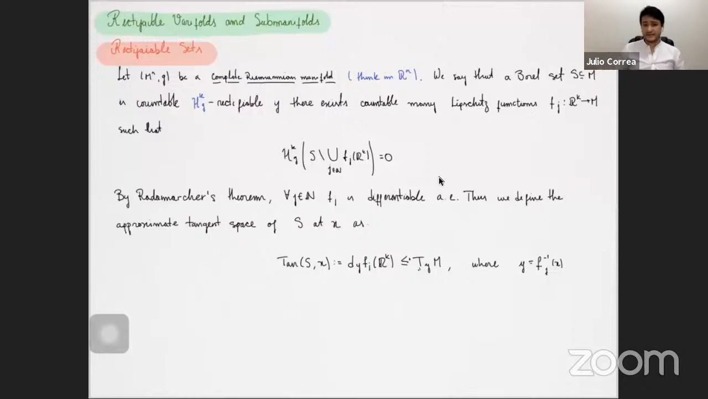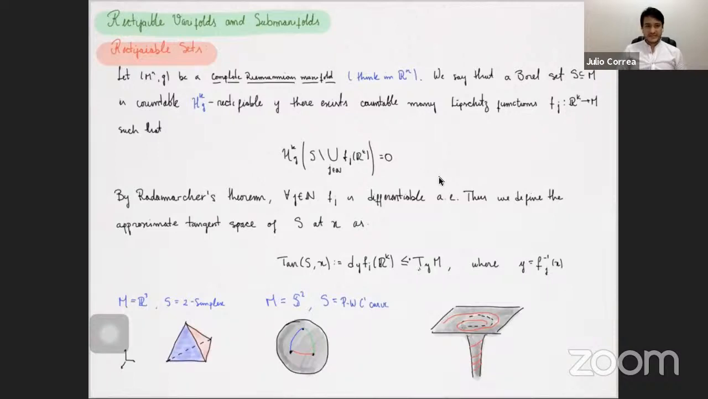How will I define it? I use the derivative of the Lipschitz function, which exists almost everywhere, and I define this tangent plane at x, as shown there, which turns out to be a subspace of the tangent space at the point y, right? To give you some examples, I made some drawings here. I'm not a very good drawer, but I expect everybody understands.